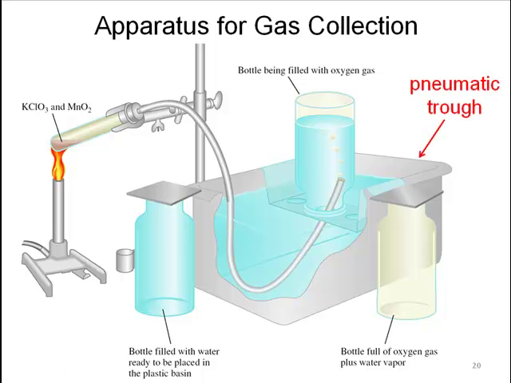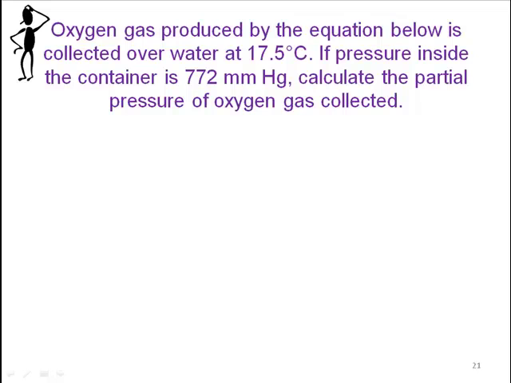This here is called the pneumatic trough. You made a pneumatic trough type device, even though we didn't have a tube. The pneumatic trough that you used was a single glass piece. Pneumatic troughs are commonly used because you take the sample, it goes underneath the water, and then into the bottle being filled with whatever gas it might be.